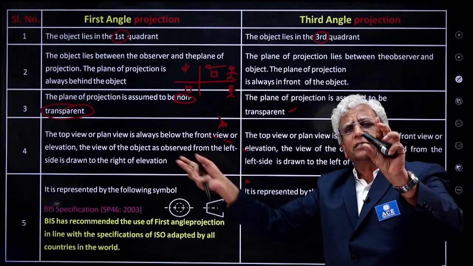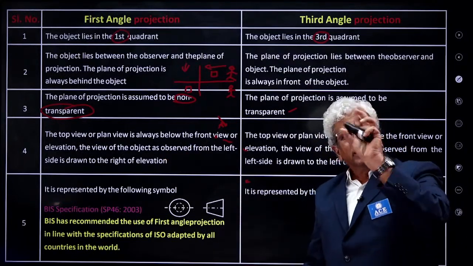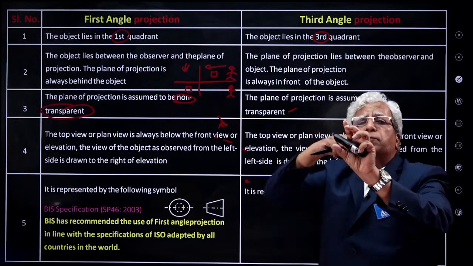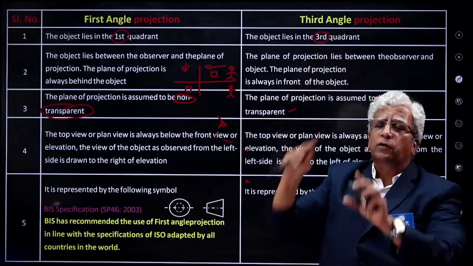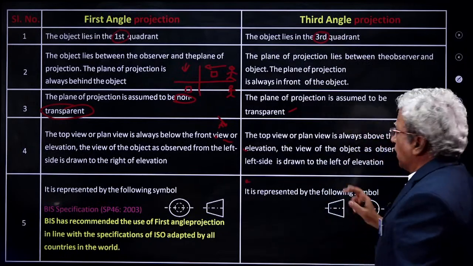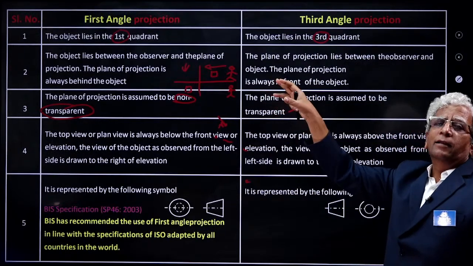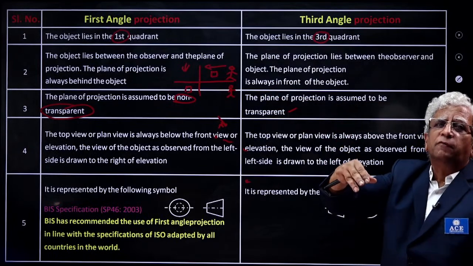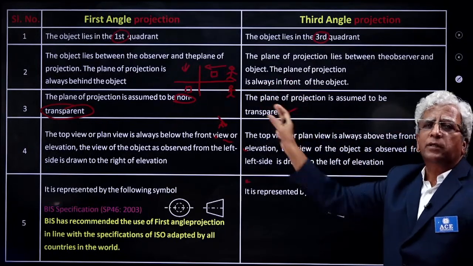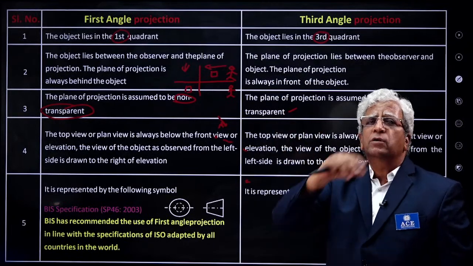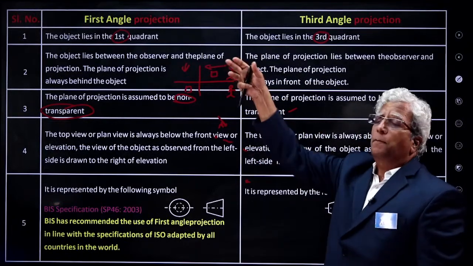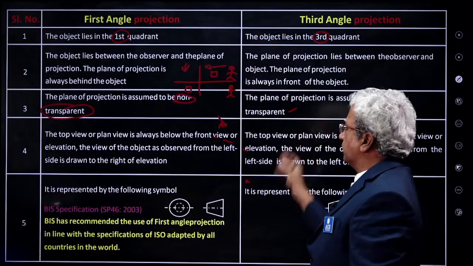Similarly, take the third angle projection. Where is the plan? With respect to the front view, the top view is at the top. So top view on top is third angle. Top view below the front view is first angle. That's all. Simple. Always: top view below the front view, first angle. Top view on top, third angle. Like that you have to remember.